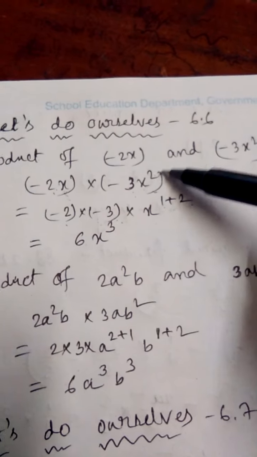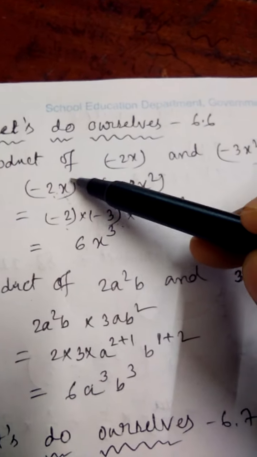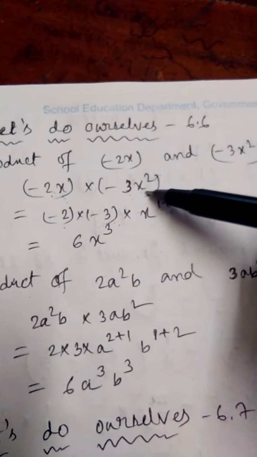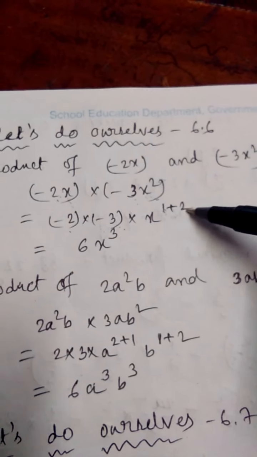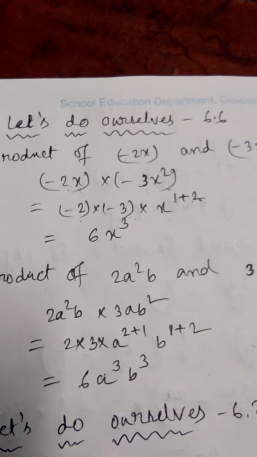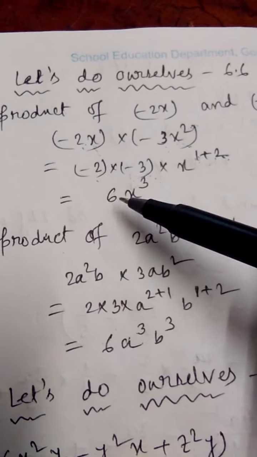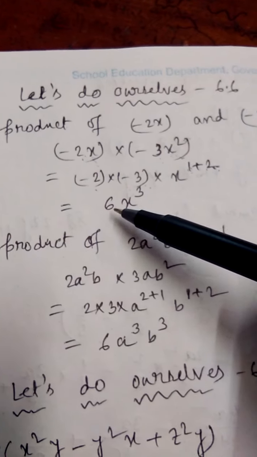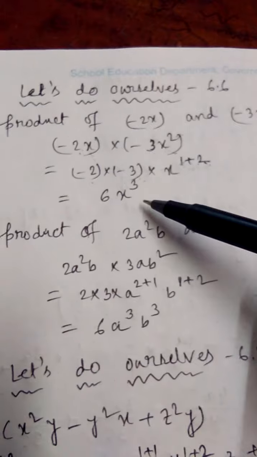Here x into x square means x to the power 1 into x to the power 2, so x to the power 1 plus 2. These indices, these powers, should be added. Then we get minus into minus is equal to plus, 2 into 3 is equal to 6, and x to the power 1 plus 2 is equal to x cube.